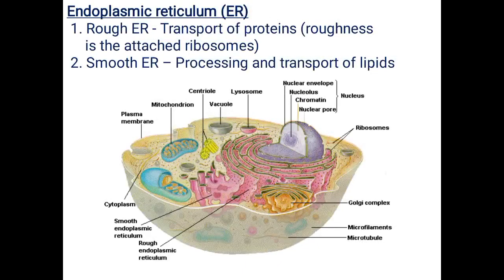Whereas smooth endoplasmic reticulum appears very smooth in nature because they do not contain any ribosomes on its surface. They help in the synthesis and transport of lipids.